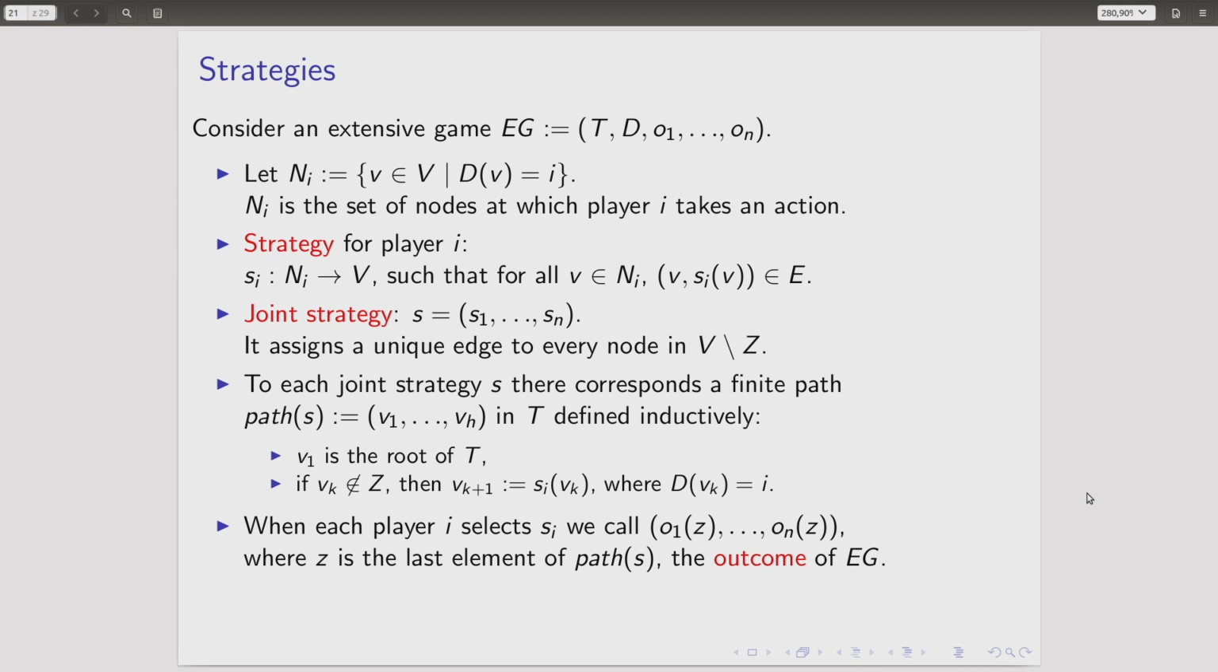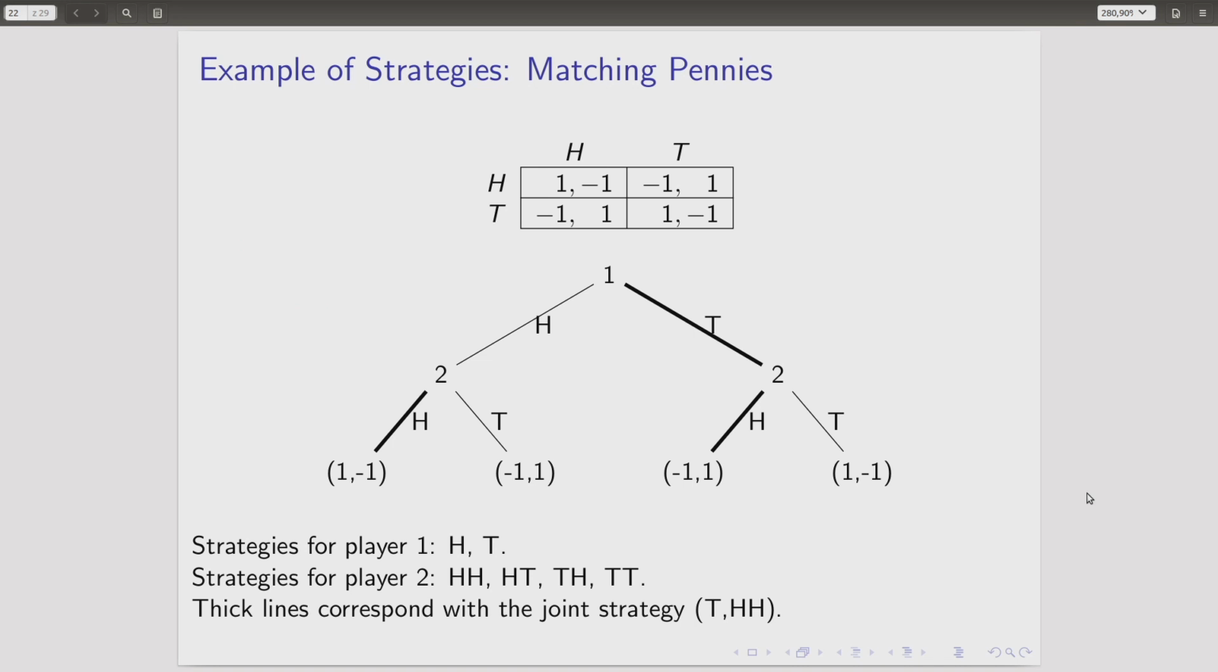In this case, outcome of this joint strategy. So, given this, here is matching pennies, and here is a game in extensive form. It corresponds to this matching pennies game. And you can see here the strategies for player 1 and player 2.